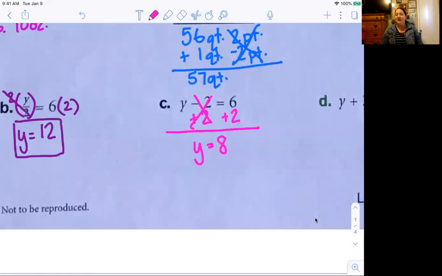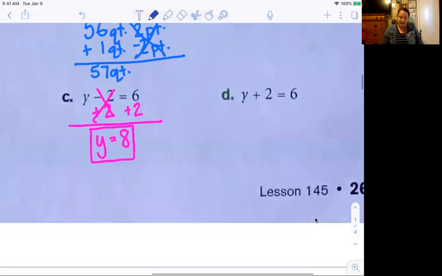Okay, so let's plug it in. 8 minus 2 equals 6. 6 equals 6. We're good. We got it. Let's do the last one. Then we'll move on to today's lesson.